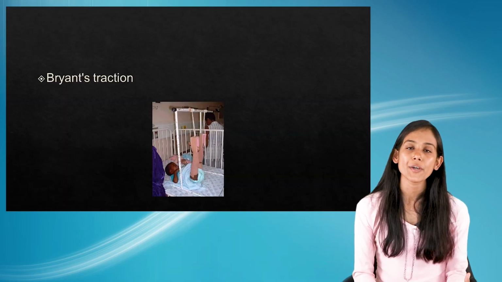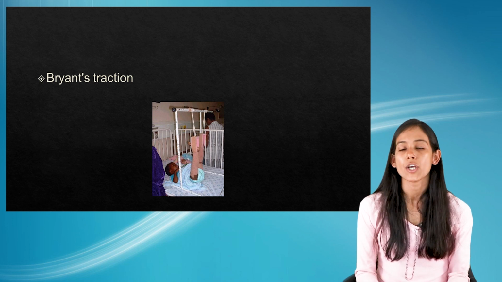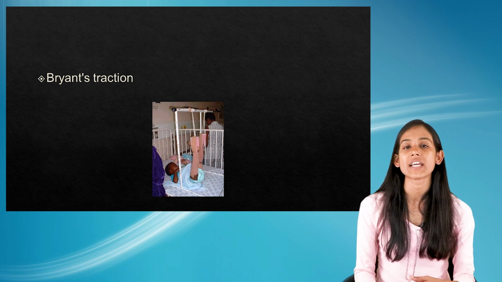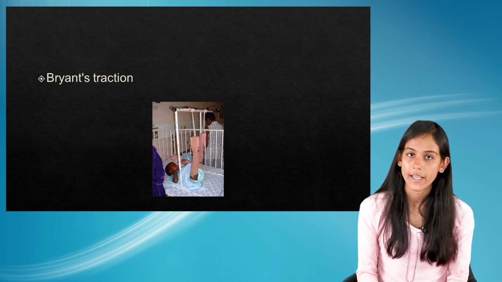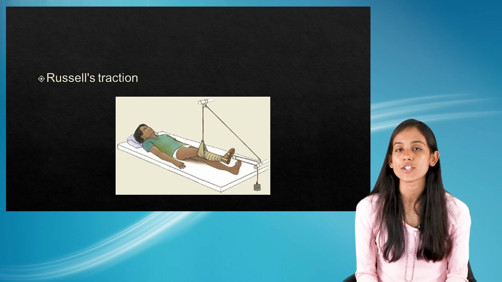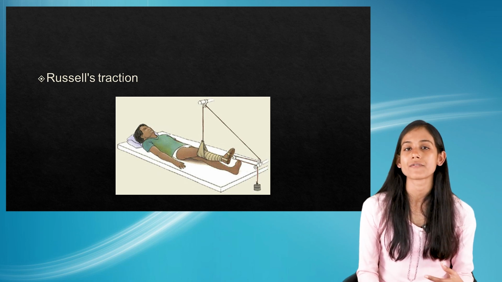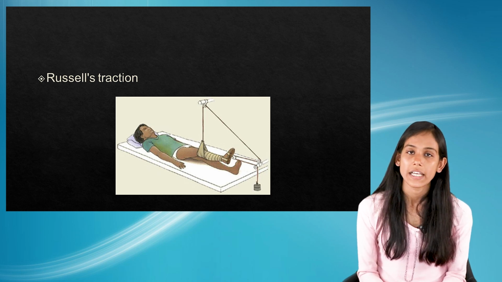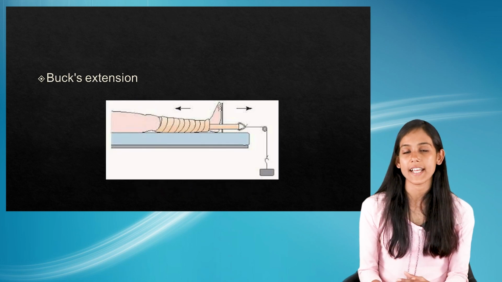Now, there are some specific tractions which are used only for children. Here we have Bryant's traction, which is specifically used for fracture of femur and congenital dislocation of hip. And then there is Russell's traction, which is used for fracture of femur or hip, and also for several types of knee injuries or contractures.